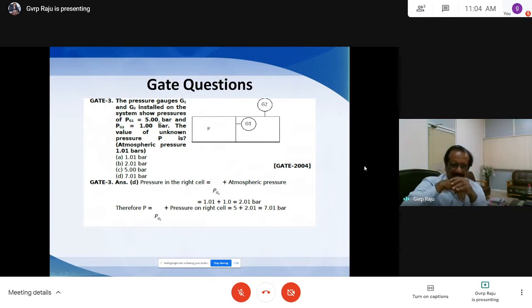Another important point is when you go down, so you are coming down from G to D1. At this level, atmospheric pressure and the gauge pressure here, we can add up: 1.01 plus 1.0, 2.01, that is okay here. And as you are coming down, this sign should be placed. So here the pressure he has given 5. So 5 plus 2.01 is 7.01. So the answer here is D.